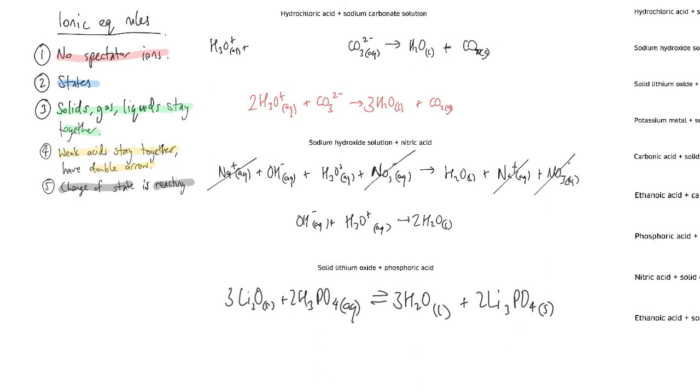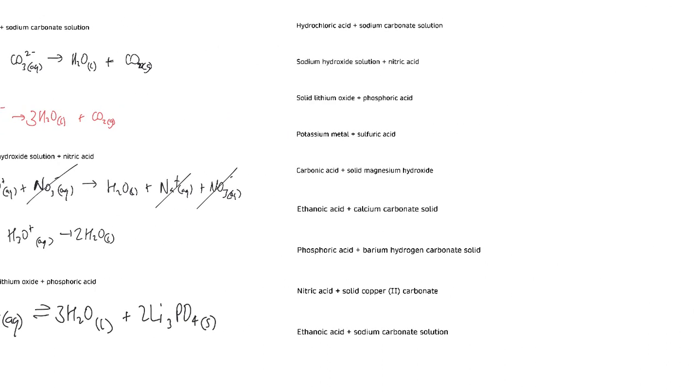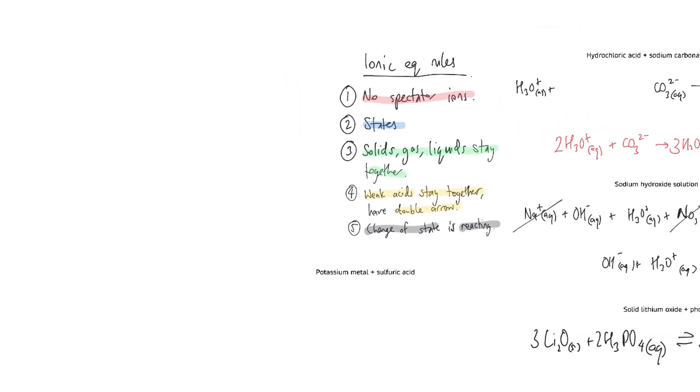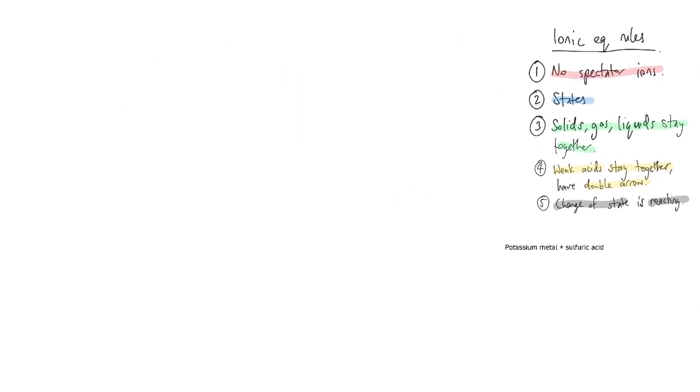Right, let's try the next one. Okay, let's go grab the next one: potassium metal and sulfuric acid. So potassium metal, sulfuric acid, let's move this one across. Let's move it all the way to this side. Keep going. Okay, cool.